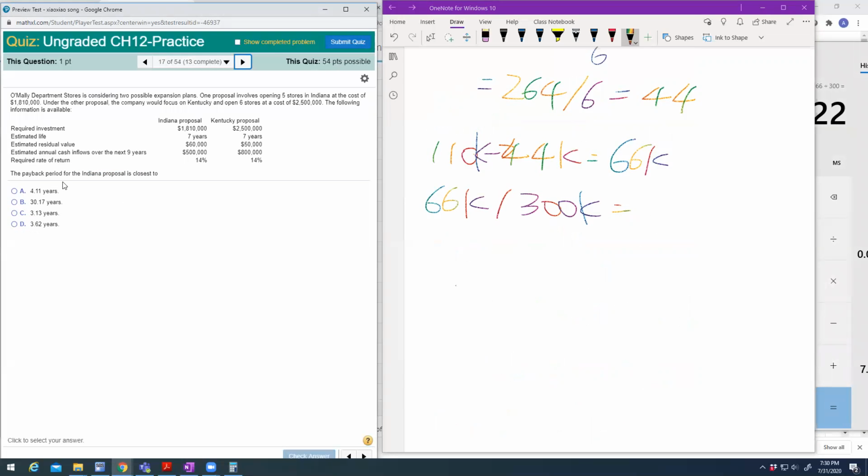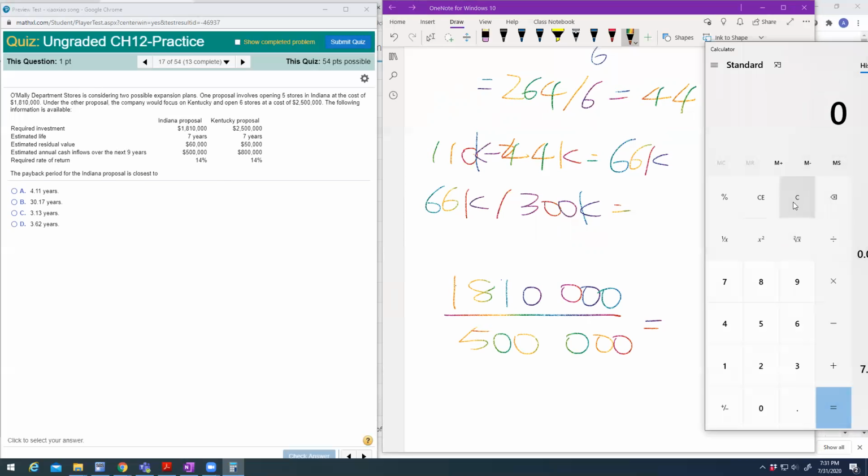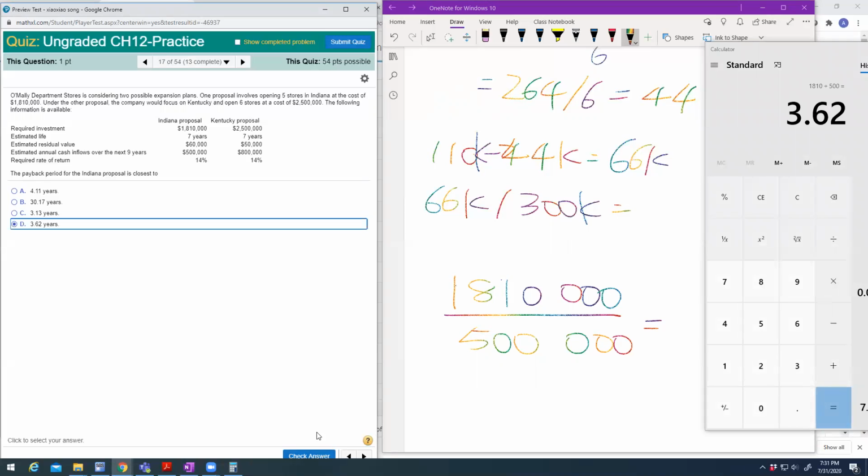Next one, the payback period. This should be easy, right? We still talk about payback method. Payback method is just your investment divided by years. It's asking about the Indiana proposal. The cost is 1,810,000, and under this proposal the company would focus on Kentucky. This is your investment, and then every year you don't worry about residual, don't worry about life. Every year is 500,000, and that's it. You just need to focus on the useful information. So it will be 1,810 divided by 500,000, so we got 3.62 years. That's it. Don't worry about those fancy numbers. We don't need them actually.